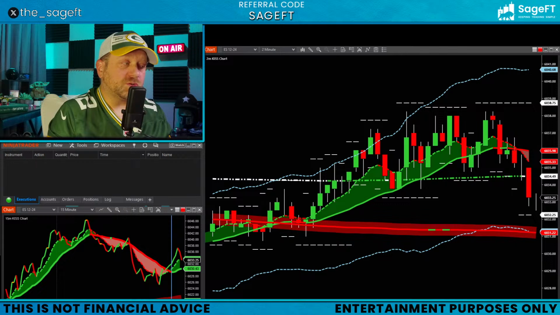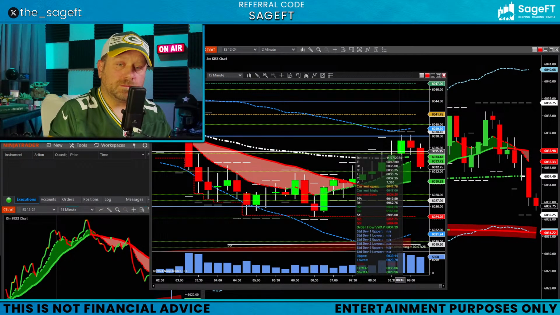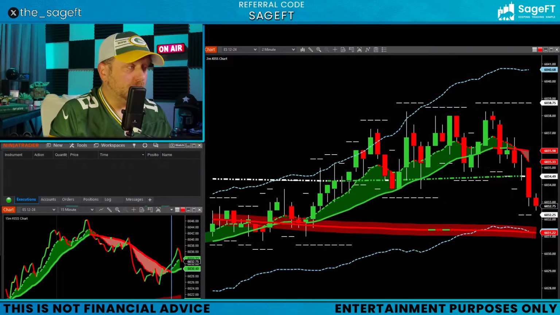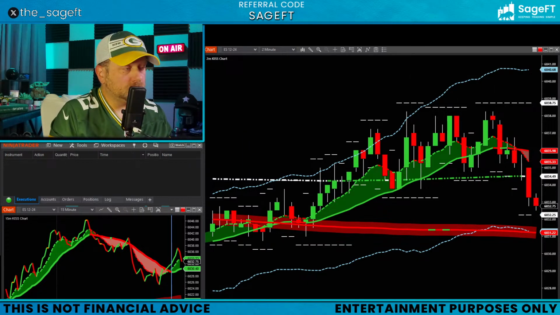On the 15-minute, if you guys were wondering why I was so staunch on the 34.75, if you look at the 15-minute chart, it's the open of this bar. So the 34.75 close on the 2-minute was muy importante, right? Muy importante. That was the one.